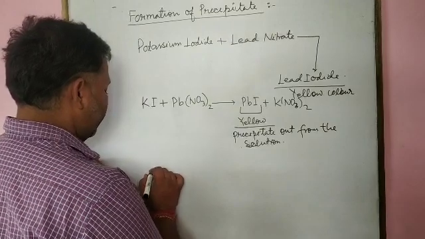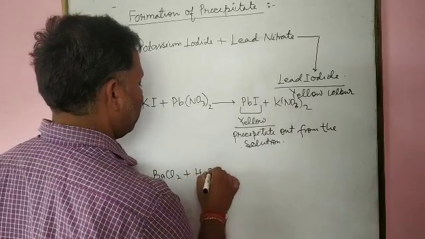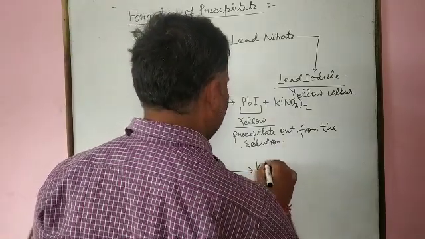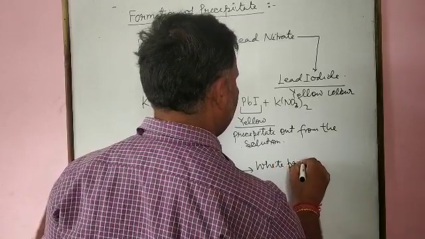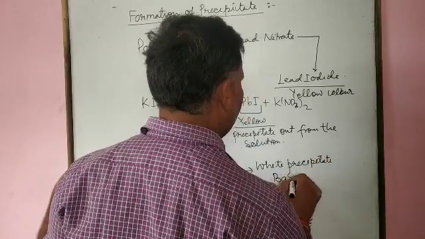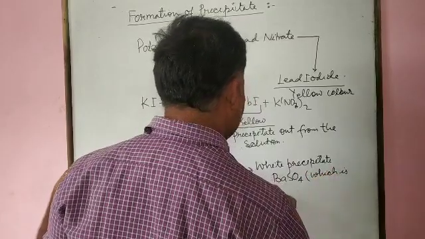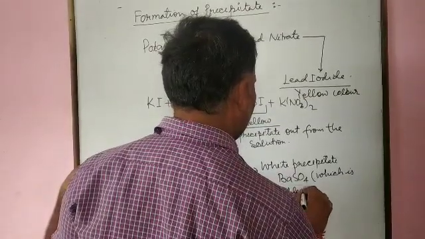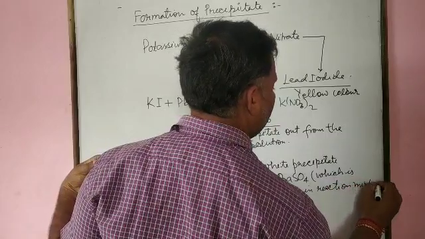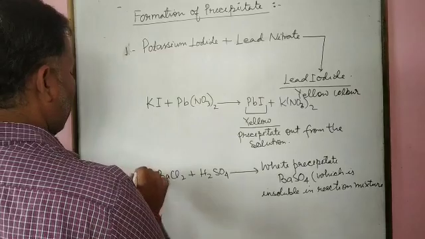To the next, we have another example. When barium chloride reacts with sulfuric acid, then it forms a white precipitate of barium sulfate, BaSO4, which is insoluble in the reaction. Example of precipitation reaction.